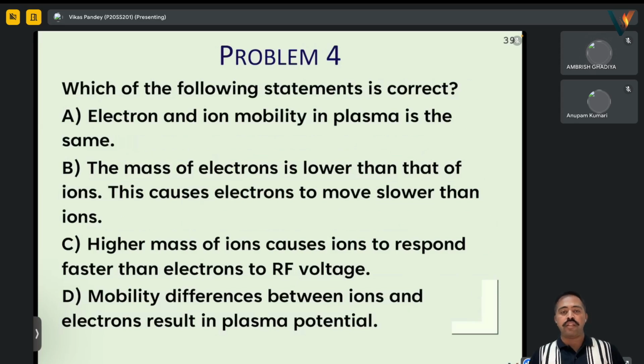Which of the following statements is correct? Electron and ion mobility in the plasma is the same. The mass of electron is lower than that of ion. This causes electron to move slower than ion. Higher mass of ion causes ion to respond faster than electrons to RF voltage. Mobility difference between ions and electrons results in plasma potential.